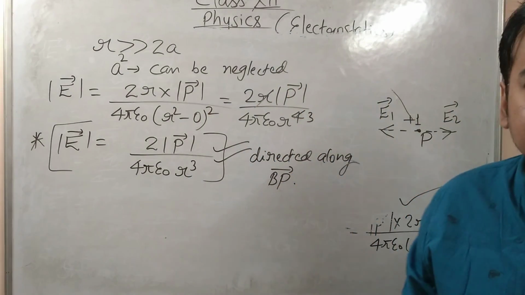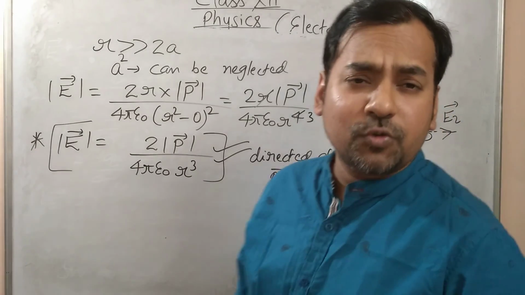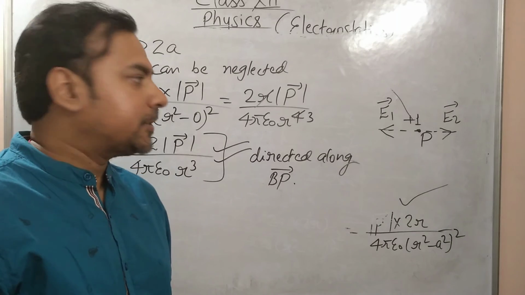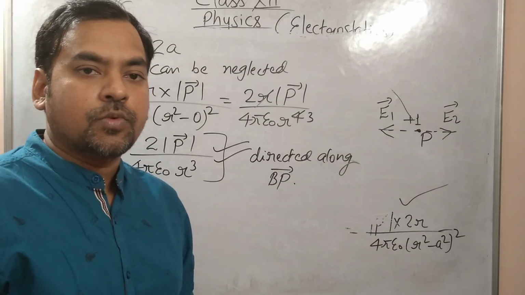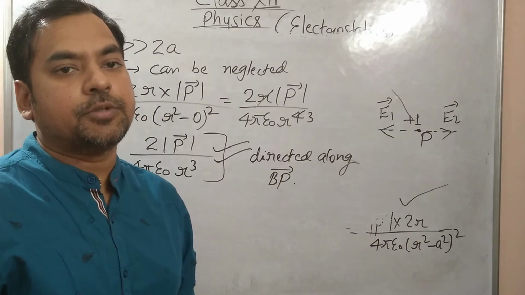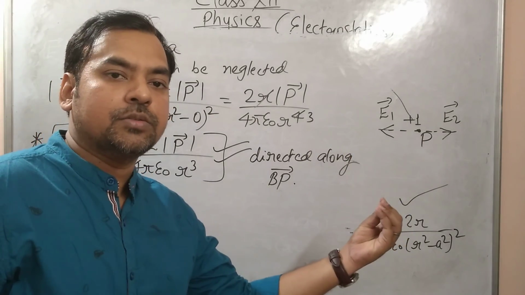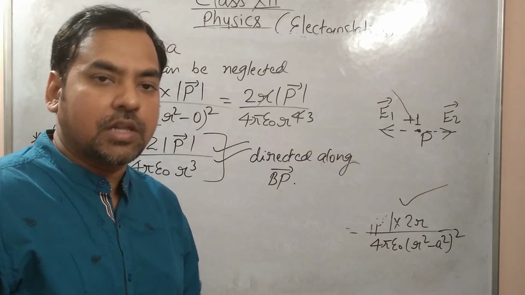I hope all of you have understood up to here, and in the next session we will discuss the next concept, that is, what is the electric field intensity at any point P on the equatorial line of an electric dipole.